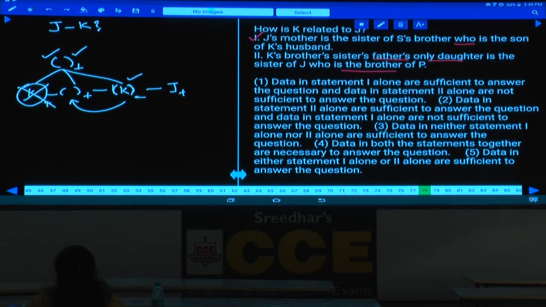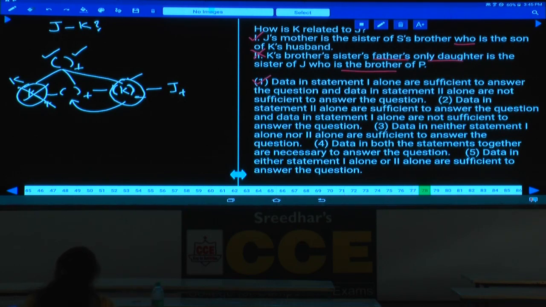Are you getting the answer or not? Now whatever this K, K is the sister of J. Earlier if you take K at this place, K is the brother. How many answers are we getting? Two different answers. Either K could be brother or sister. Hence as we are getting two different answers, two alone is not sufficient, only one alone is sufficient. Choice one is the answer. Fine. Clear now?